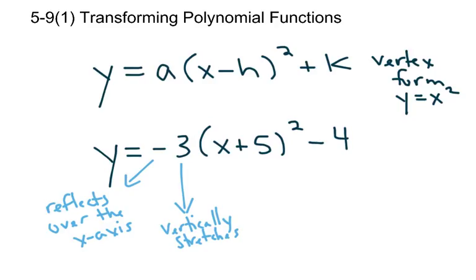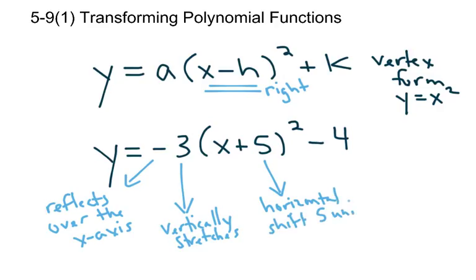Inside the parentheses is what moves the graph left or right, because the original definition had an x minus h. When it says x minus a number, that's a transformation to the right. So if it says x plus a number, that's a transformation to the left. It might say in the book a horizontal shift 5 units to the left. We were just saying 5 left.